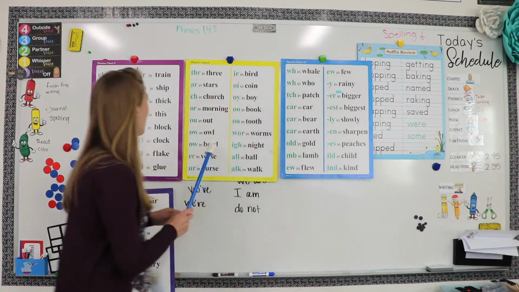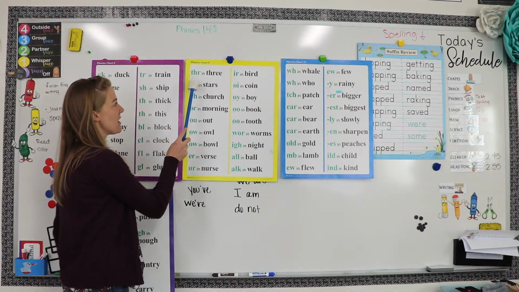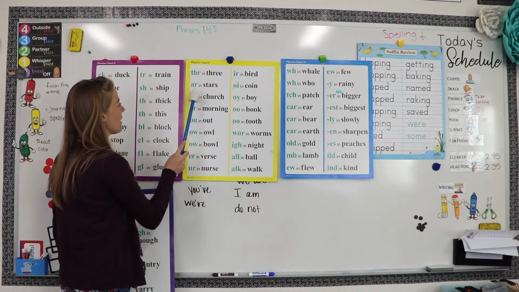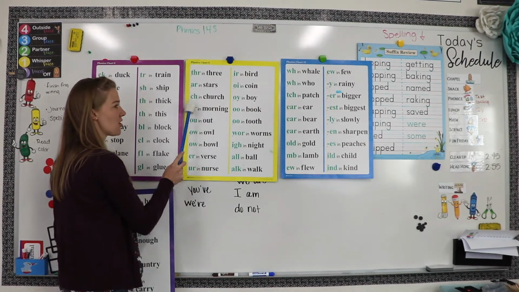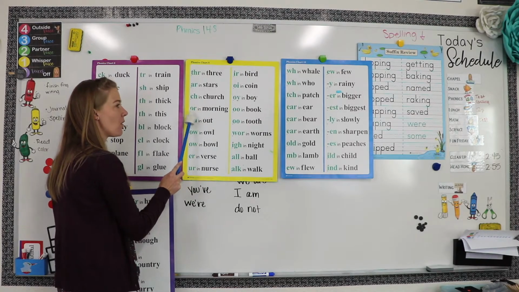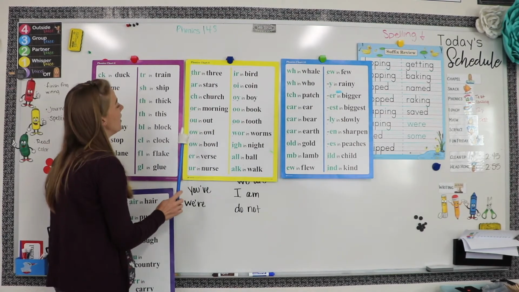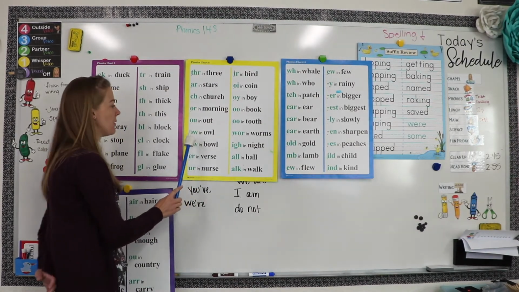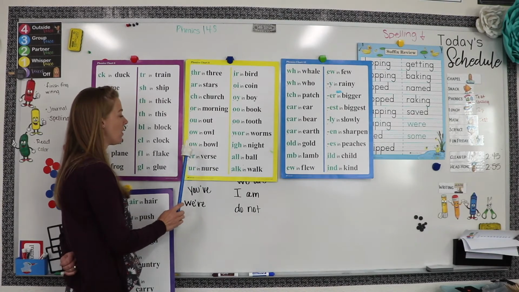Okay, the next one, chart number 8. Thr in three, THR says thr, thr, thr. Ar in stars, AR says ar, ar, ar. Ch in church, CH says ch, ch, ch. Or in morning, OR says or. Ow in out, OU says ow, ow, ow. Ow in owl, OW says ow, ow, ow. Oh in bowl, OW says oh.